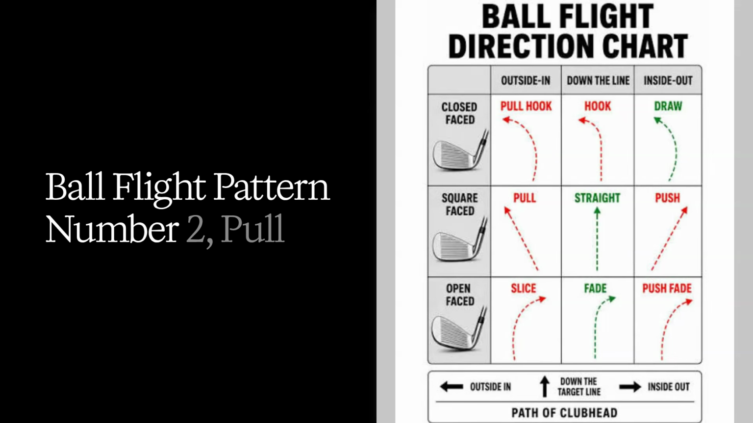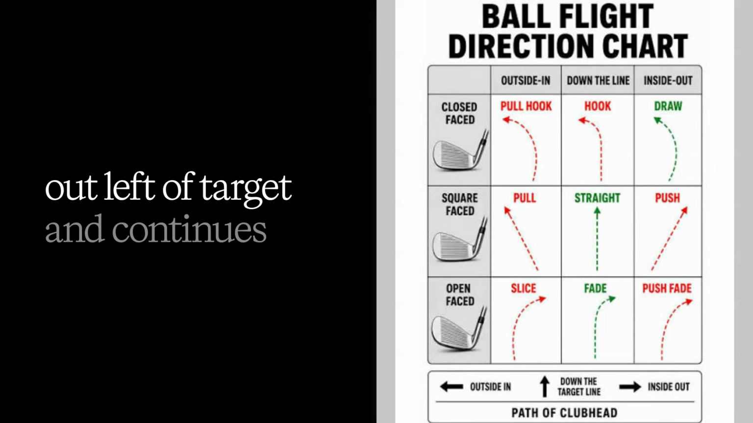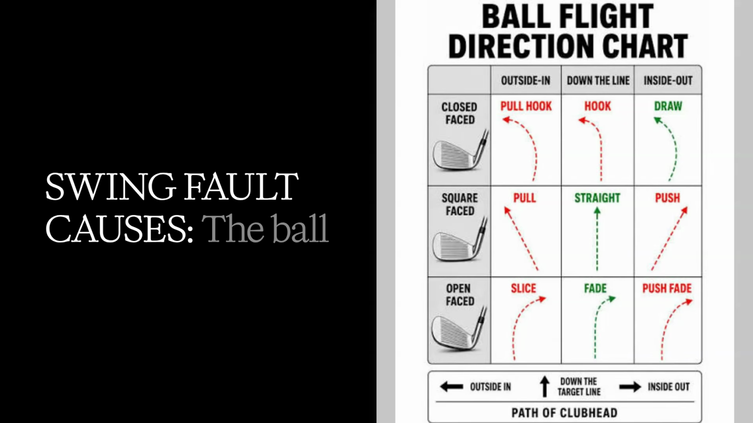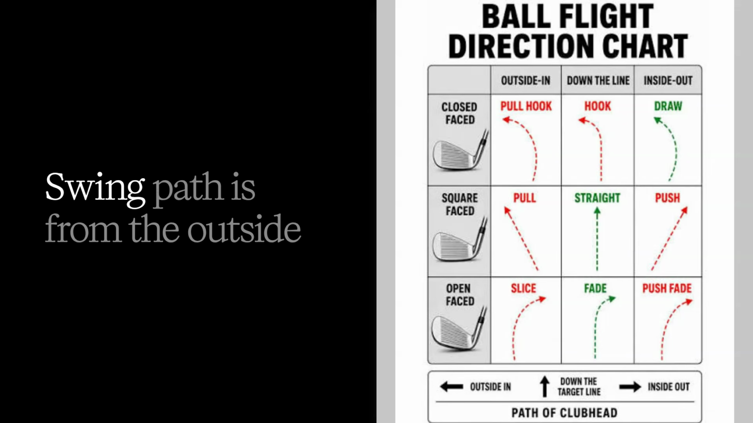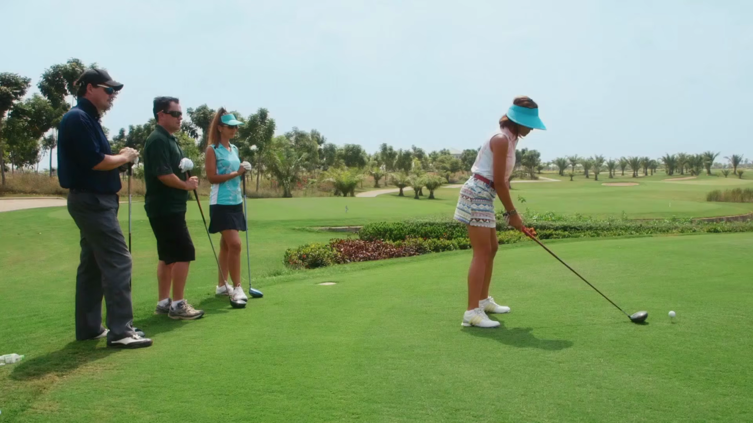Ball flight pattern number 2, pull. Description. The ball starts out left of target and continues straight left. Swing fault causes. The ball may be positioned too far forward in the stance. Swing path is from the outside to inside with the club face square at impact.